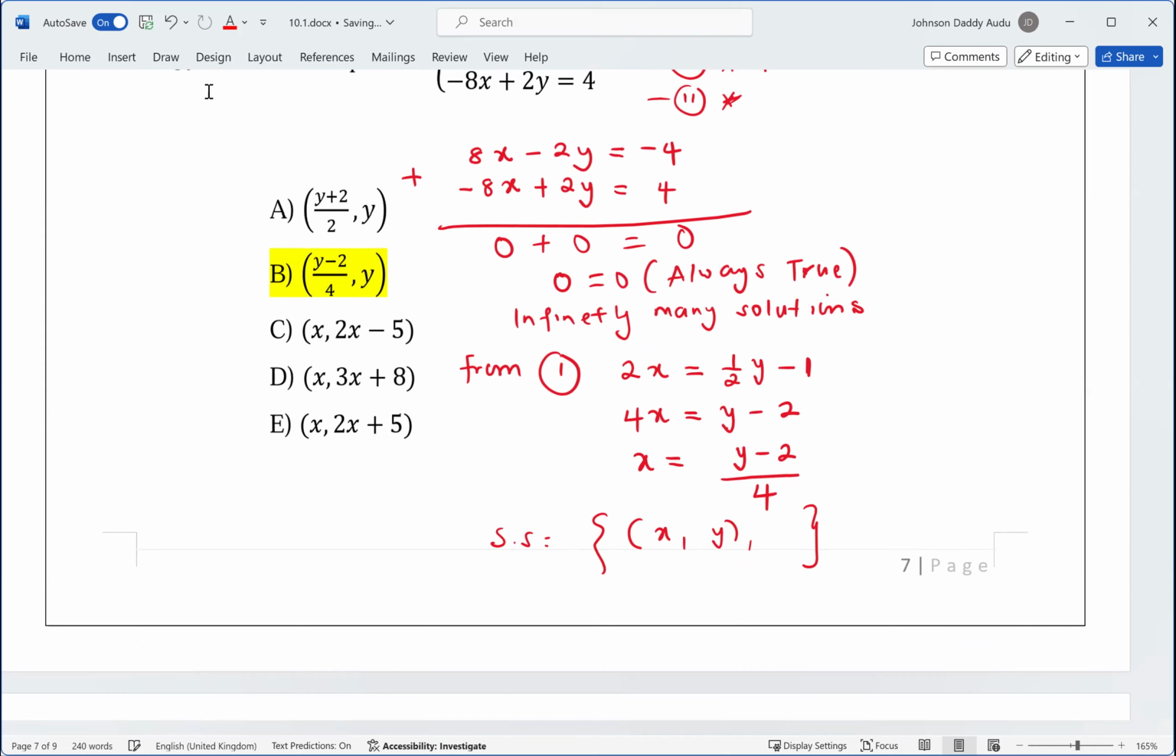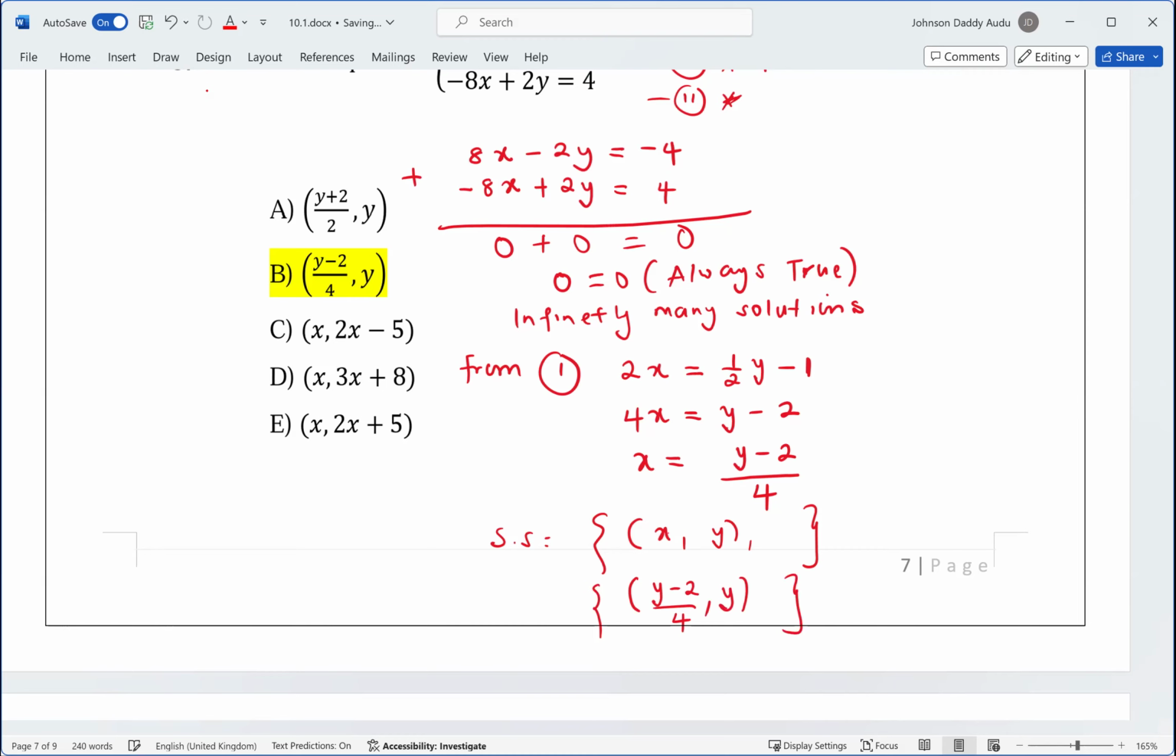So here we can let y to be k, but if we don't want to let y to be k, we can represent this in this way. If we want to make it in terms of x, we can write x. What is our x? Remember, our x is this one. So this is just (y minus 2) over 4, comma, then we leave y just the way it is. So this is our solution set.